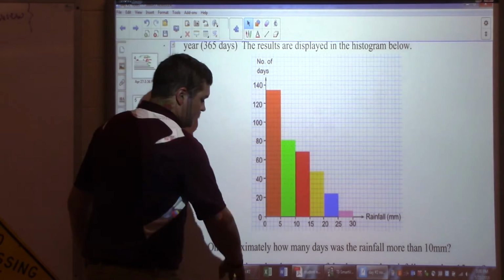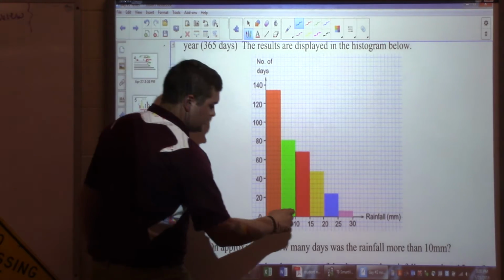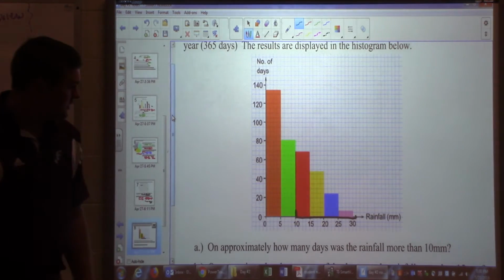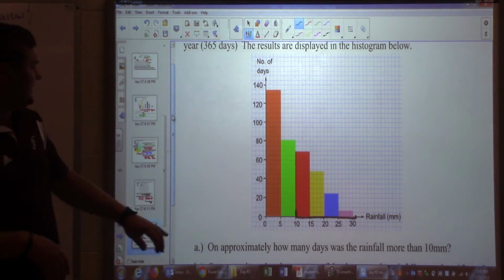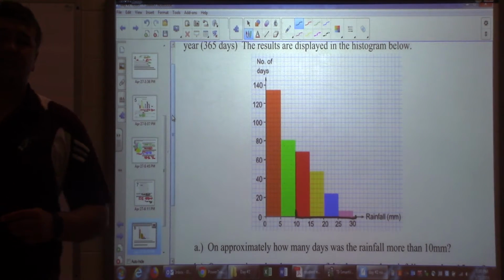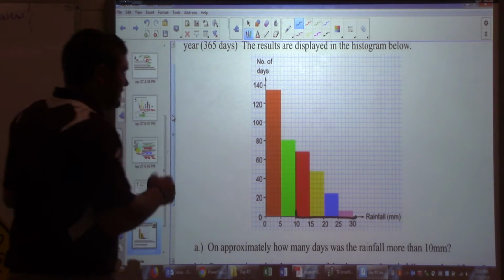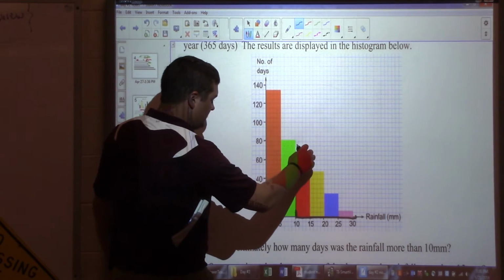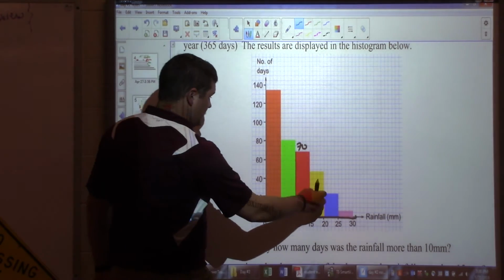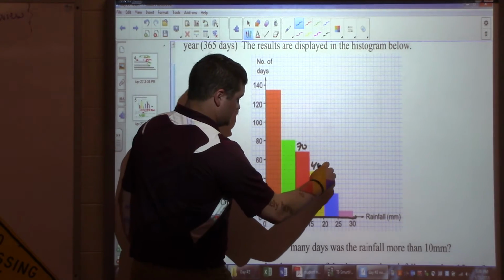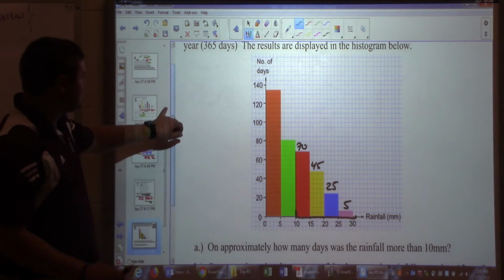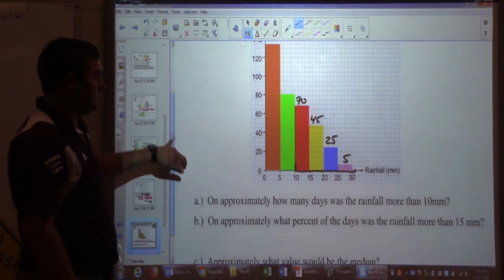So if I'm looking for how many days the rainfall is more than 10 millimeters, I'm going to go from here, that's 10, and anything over. Now, I have to figure out on how many days the rainfall was between 10 and 15. It's not really easy to see, is it? So we'll estimate. We'll do our best guess. This red bar looks like it goes up to about 70. We agree? The yellow one will say 45. That's close enough. Blue one's 25. Pink one's 5. So how many days was the rainfall more than 10 millimeters? 145.